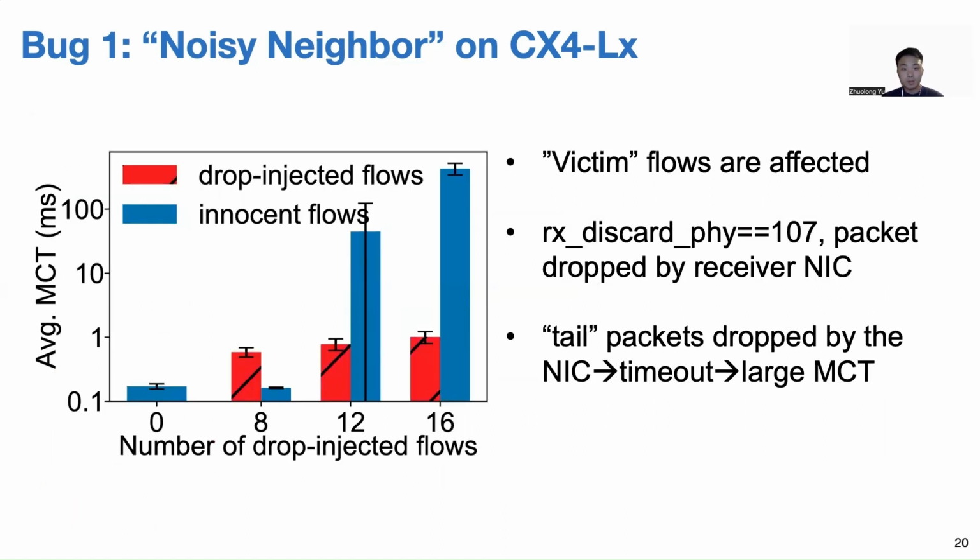Here is the result. The blue bars are victim flows. So when I is larger than 12, the victim flow's message completion time goes to hundreds of milliseconds. By checking the NIC counters, we can find that there are many packets discarded by the NIC at the receiver side. When some tail packets are dropped by the NIC, timeout will happen, thus leading to extremely high message completion time.